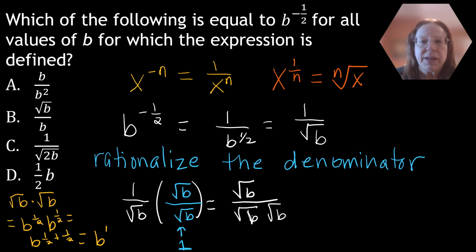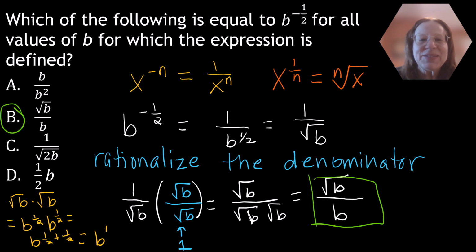So 1/2 plus 1/2 equals 1. So the denominator is going to be b. So the answer is square root of b over b. And the answer is b.